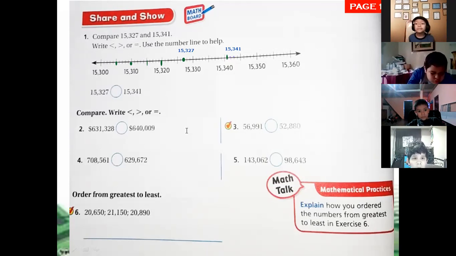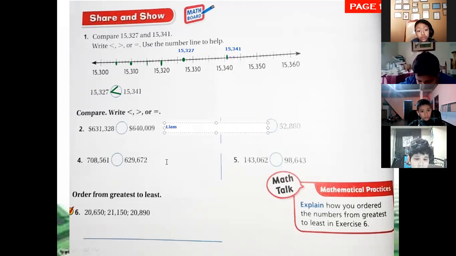Who is less than or more than? 15,327 is the less than. It is fewer than, okay. And 15,341 is the more than. Okay, so it is going to be like this, right? Yes. Now I'm going to make some people participate, but I'm going to choose, okay?